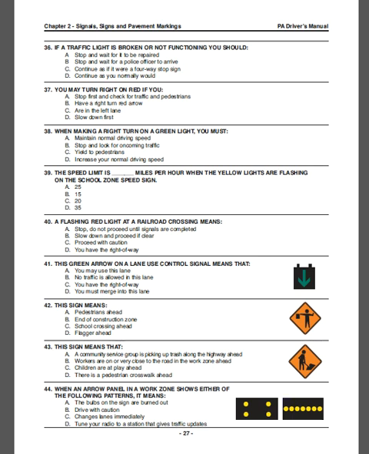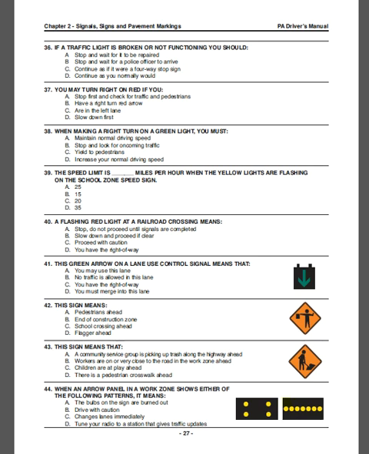41. This green arrow on a lane use control signal means that A. You may use this lane. B. No traffic is allowed in this lane. C. You have the right of way. D. You must merge into this lane. The answer is letter A. A green arrow means you may use this lane.